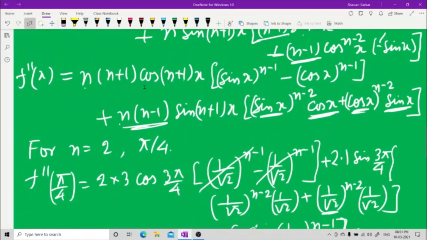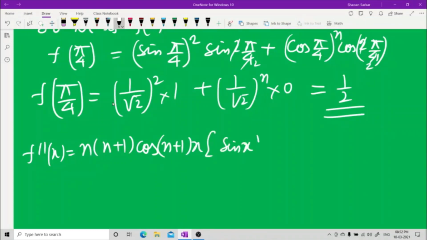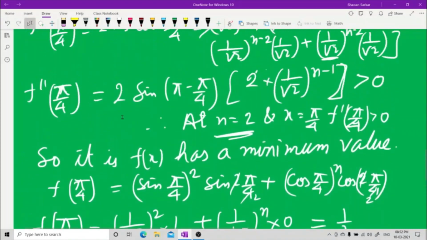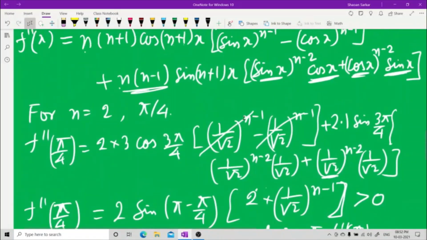f double dash x as n into (n minus 1) cos (n minus 1) x. Write it this way: n into (n plus 1) cos (n plus 1) x, sine x to the power of n minus 1, minus cos x to the power of n minus 1. Then you have plus, just a minute, this much I remember, let me check the rest, plus n into (n minus 1) sine x, and then sine x to the power of n minus 2 cos x.